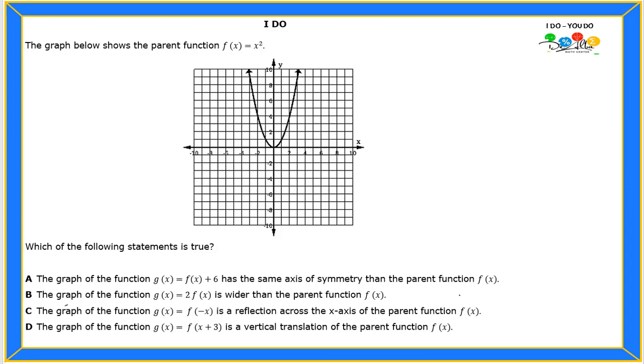And it says, the graph below shows the parent function f of x equals x squared. Which of the following statements is true? Okay, so they're telling us that whatever is on the graph, it's my parent function. Is that right? And I can see that because it goes through the origin and it's positive and facing upward, right? So we're good on that.